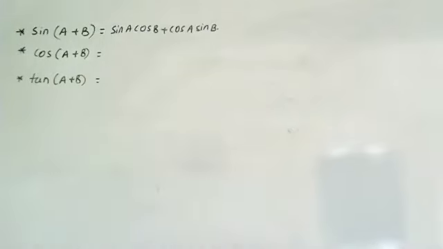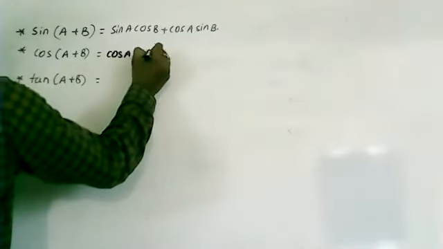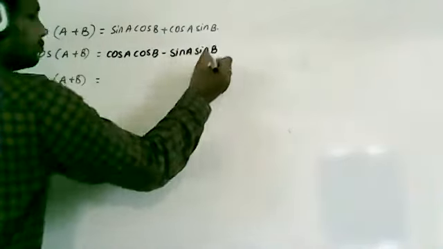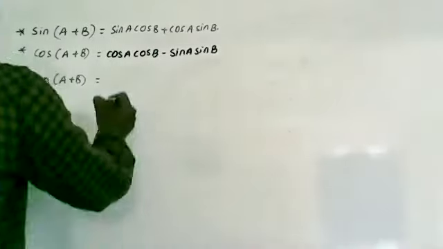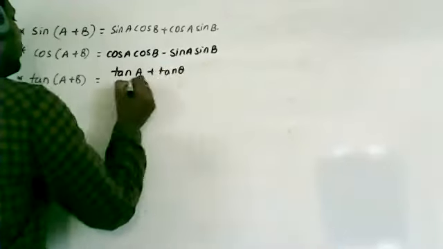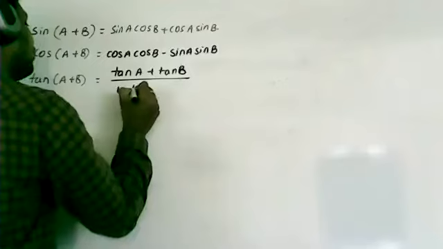Now what is cos A plus B? Yeah, good. Cos A cos B minus sin A sin B. Now what is tan A plus B? Tan A plus tan B divided by 1 minus tan A tan B.